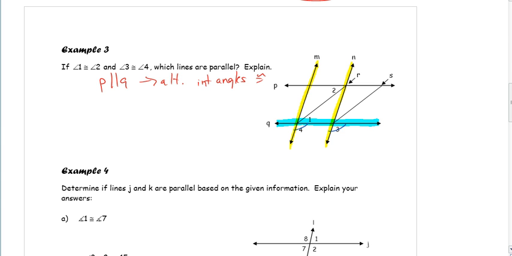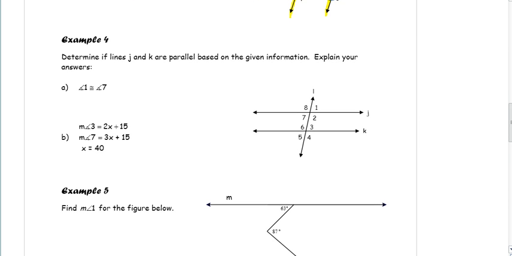So we know that both of these angles are in the bottom right of the four square locations. If they're both in the bottom right, then they have to be corresponding. Corresponding angles, if they're congruent, then we have parallel lines. So we would say that M is parallel to N because corresponding angles are congruent. Okay, so again, locate the transversal, then decide what kind of relationship you have.